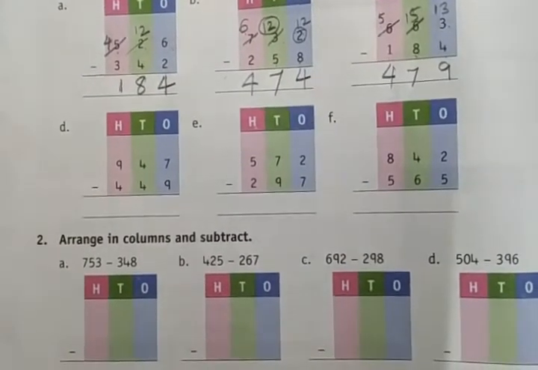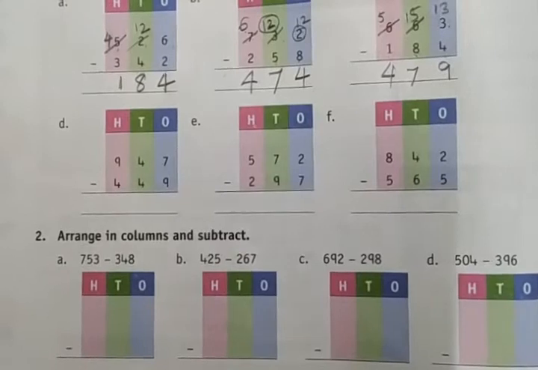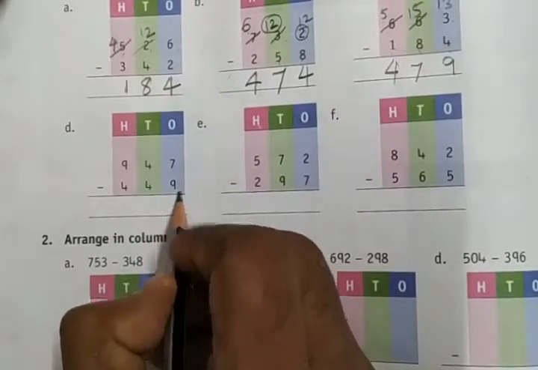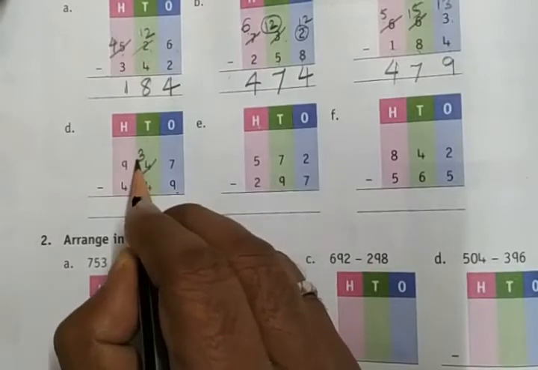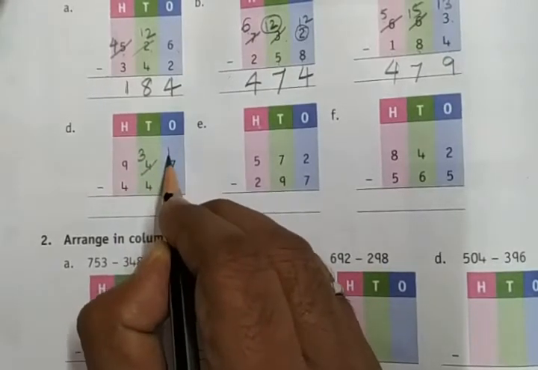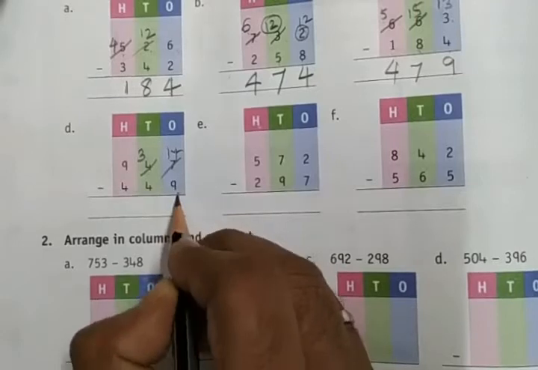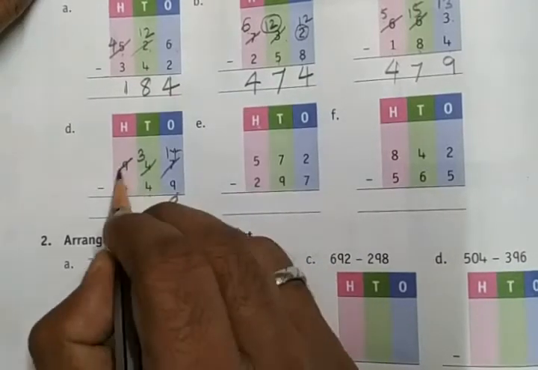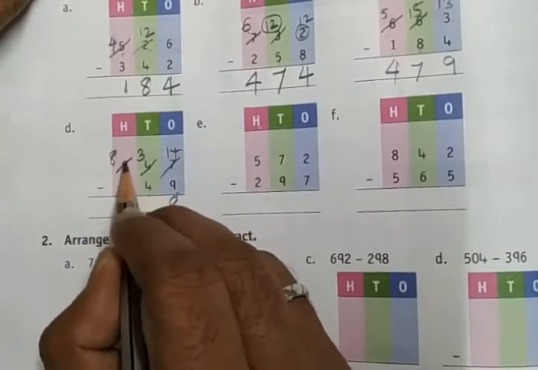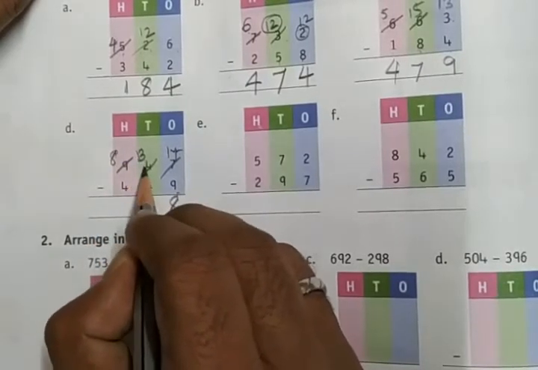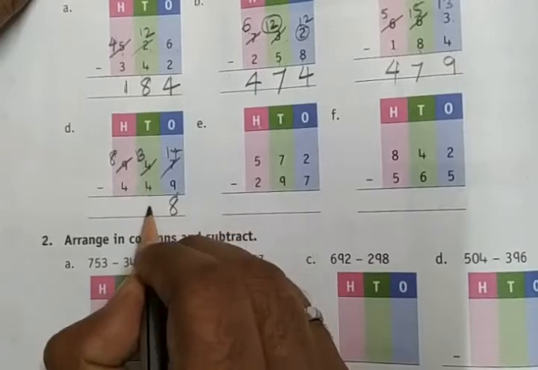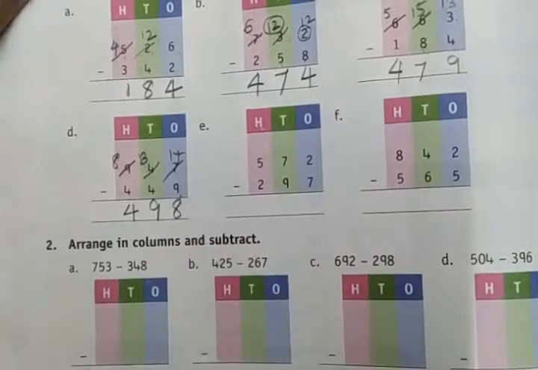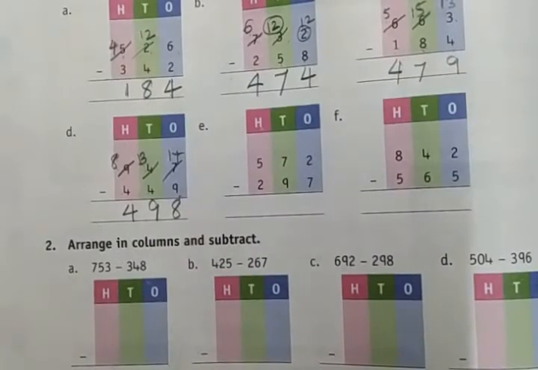Clear? Hope you are getting me right. So now 7 minus 9 is not possible to subtract. So here we have to borrow. It will become 3. It will become 10 plus 7 is 17. 17 minus 9 is 8. 3 minus 4 is not possible. From this you have to borrow. It will become 8. Here it will become 13. 13 minus 4 is 9. So 8 minus 4 is 4. Likewise you have to subtract.